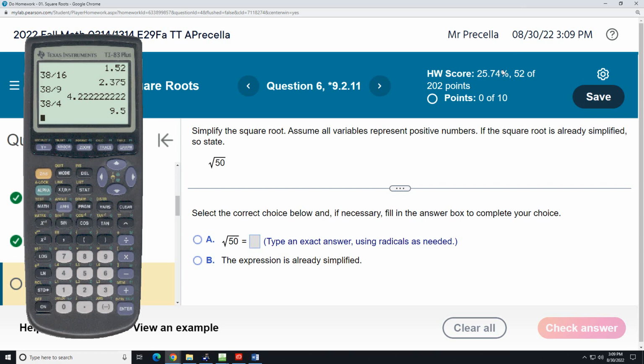Have y'all noticed, as we do the problems, every time you get a green check, your score is going up? We're on problem 6. We've done 5 of them, and if we stop right now, our homework grade is 25.74. But why would we stop right there? We're going to make 100 on this. You can stop at any time.